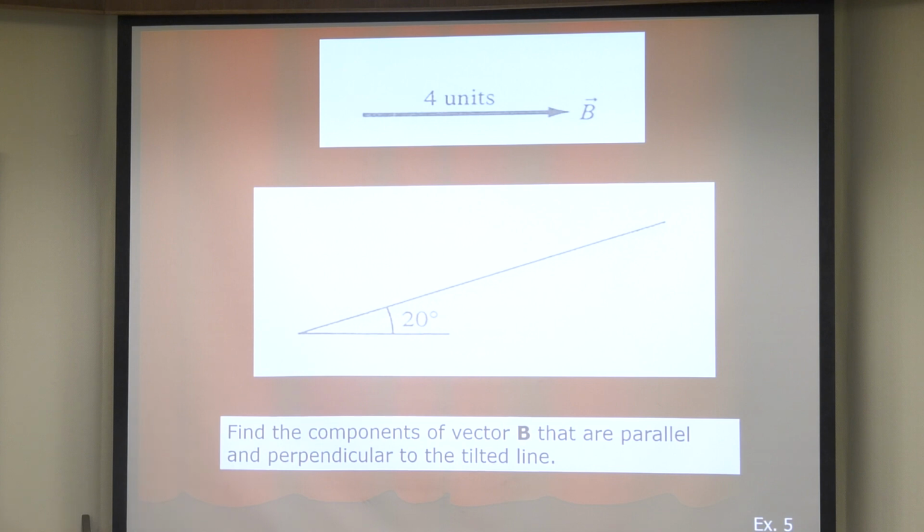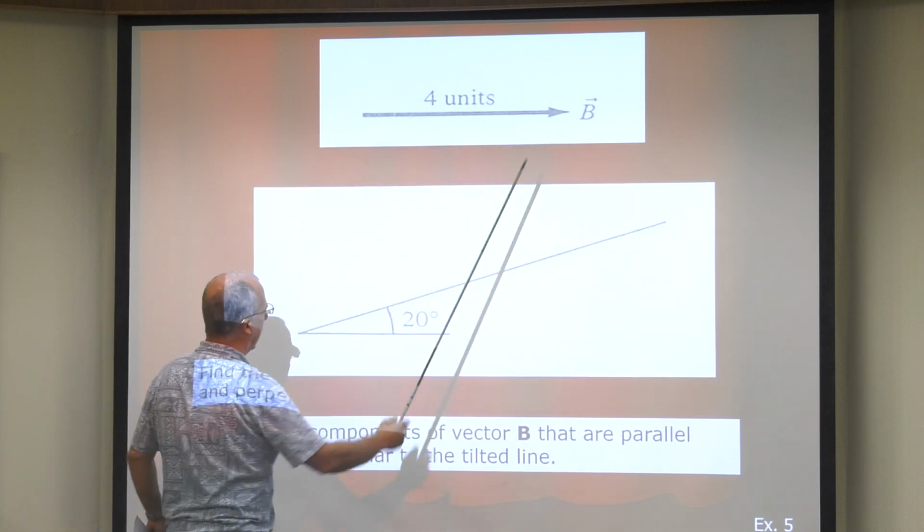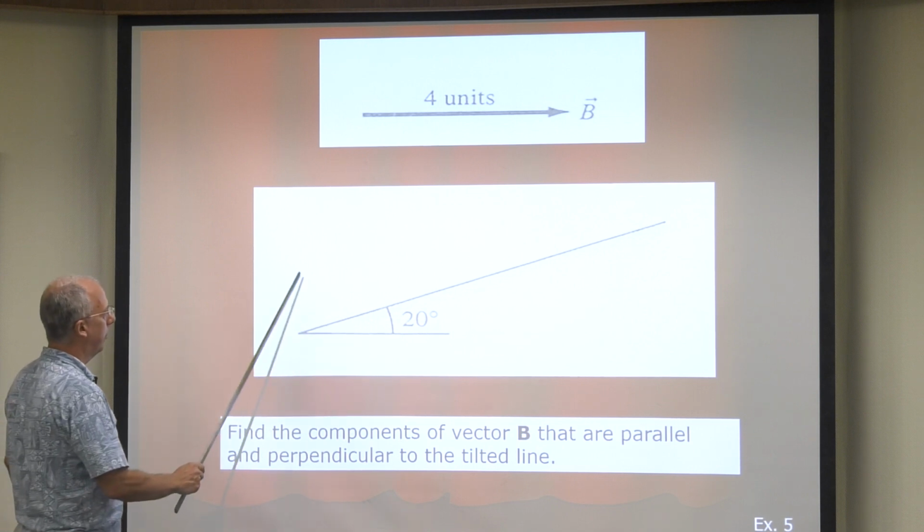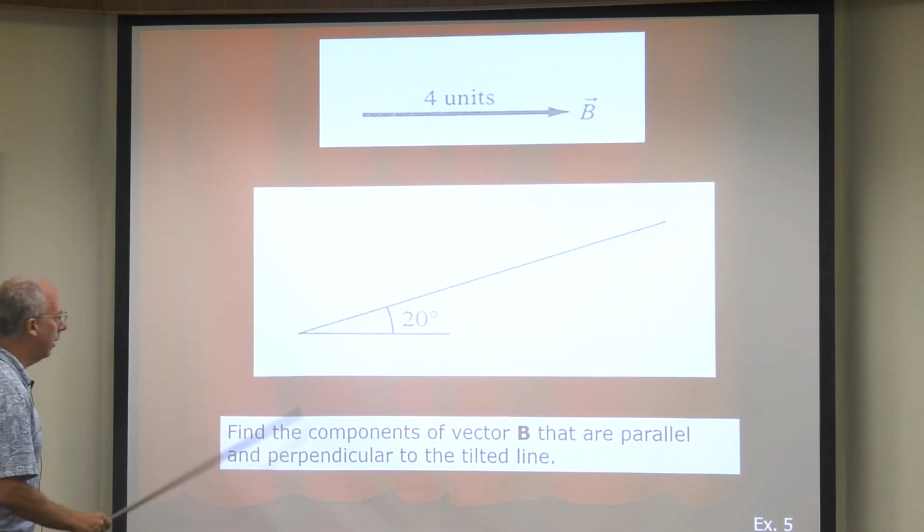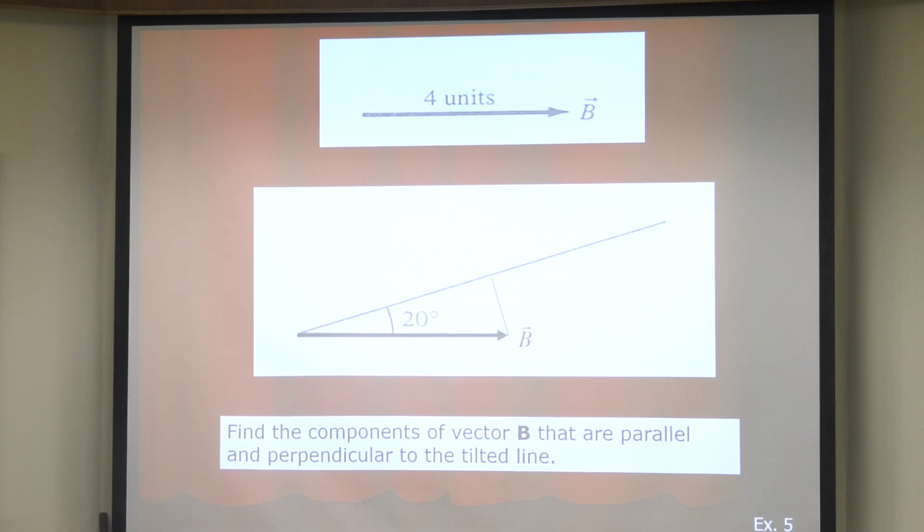All right, I assume you're back. So let's talk about it. It says find the components of vector B that are parallel and perpendicular to the tilted line. So here's vector B, right? Here's vector B. And we want the components that are perpendicular and parallel to this tilted line.